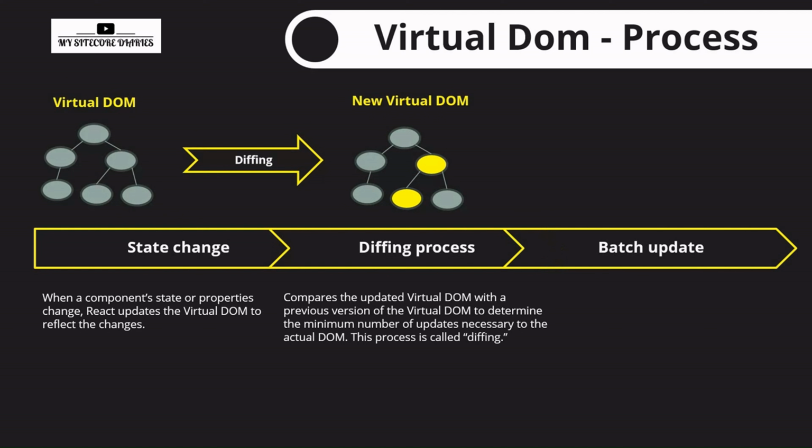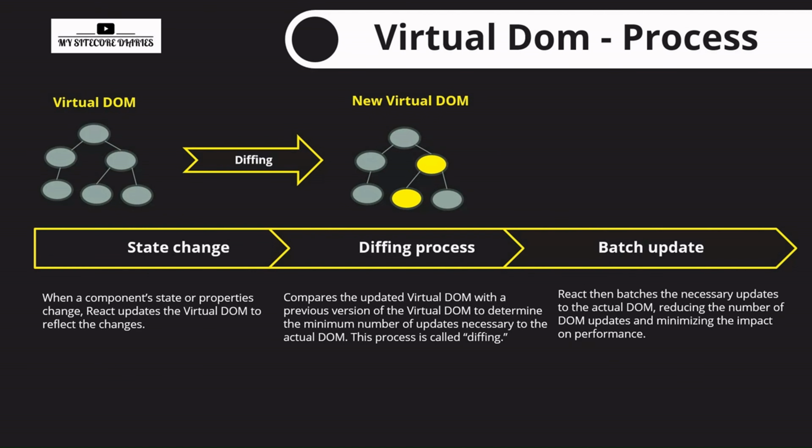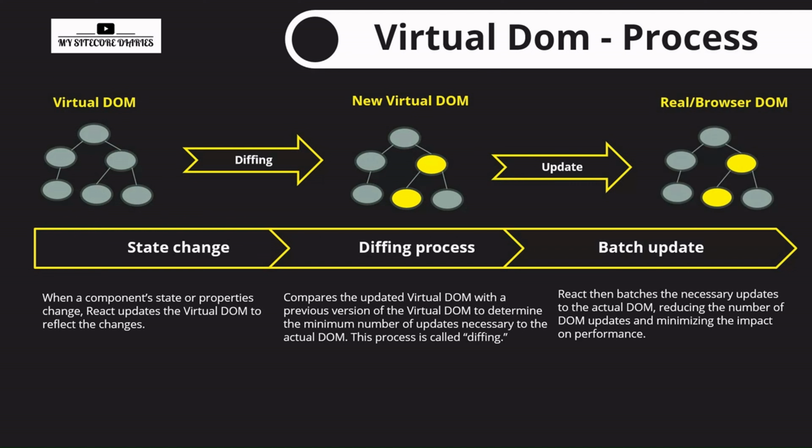Next, the batch update. These necessary updates are grouped together. So batching reduces the number of updates to the actual DOM, minimizing the performance impact and ensuring efficient rendering. So finally, these batch updates are applied to the real DOM. This step ensures that the actual user interface reflects the latest state changes efficiently and accurately.